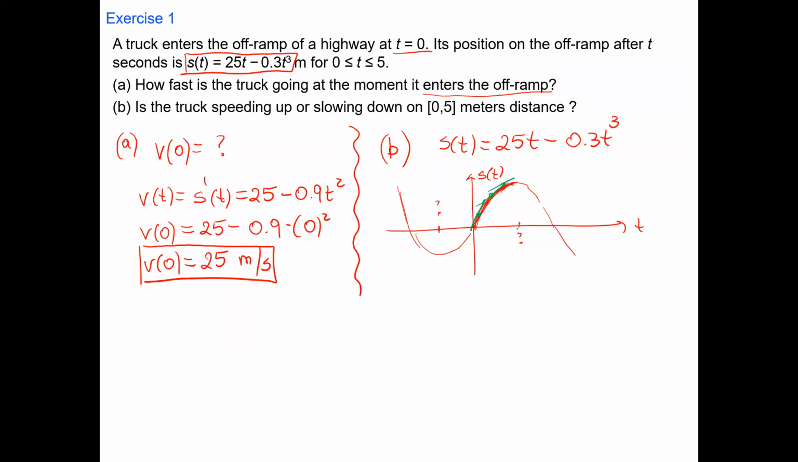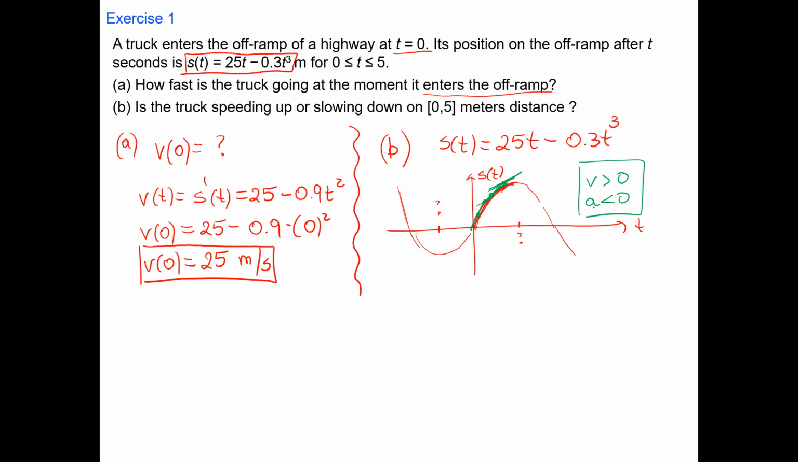Velocity is positive because the slope is positive, but the rate of change of the velocity, which is acceleration, is negative: the lines are getting less steep, almost approaching a horizontal line, so the rate of change of the velocity is decreasing. And when velocity and acceleration have opposite signs, the object in this situation, the truck, is slowing down.